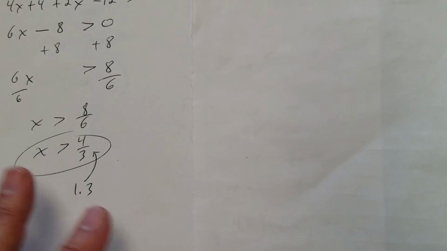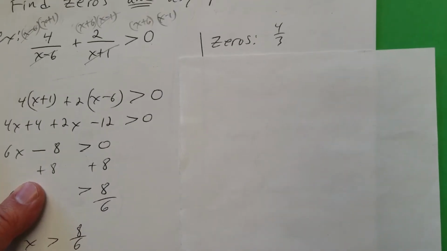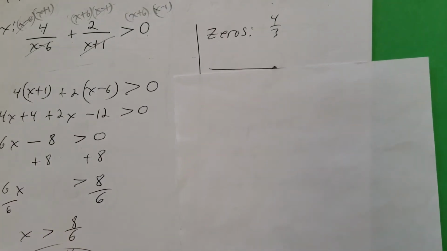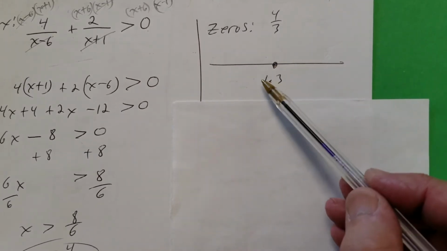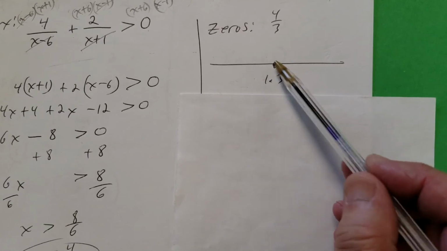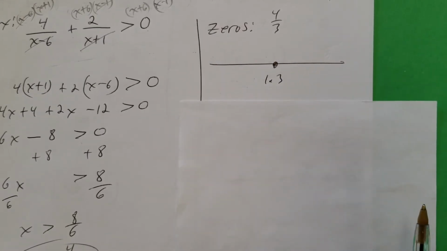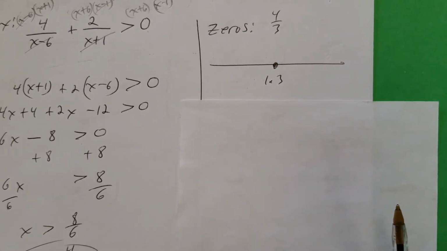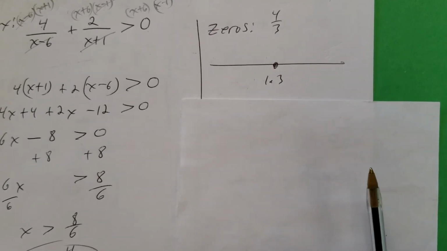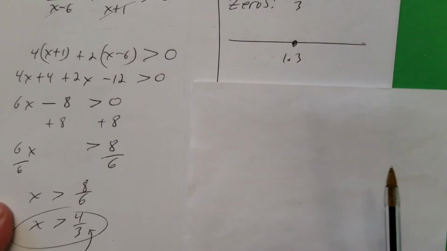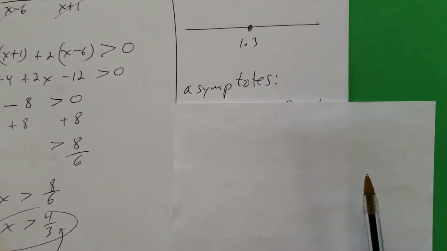Now we need to find the asymptotes. So there's the 0. Let's write it down. At 1.3, it's going to go this way or this way. It's going to switch maybe at 1.3. We haven't checked yet. Is it positive, negative? Is it negative, positive? We haven't checked yet. But besides the zeros, we have to check the asymptotes too.